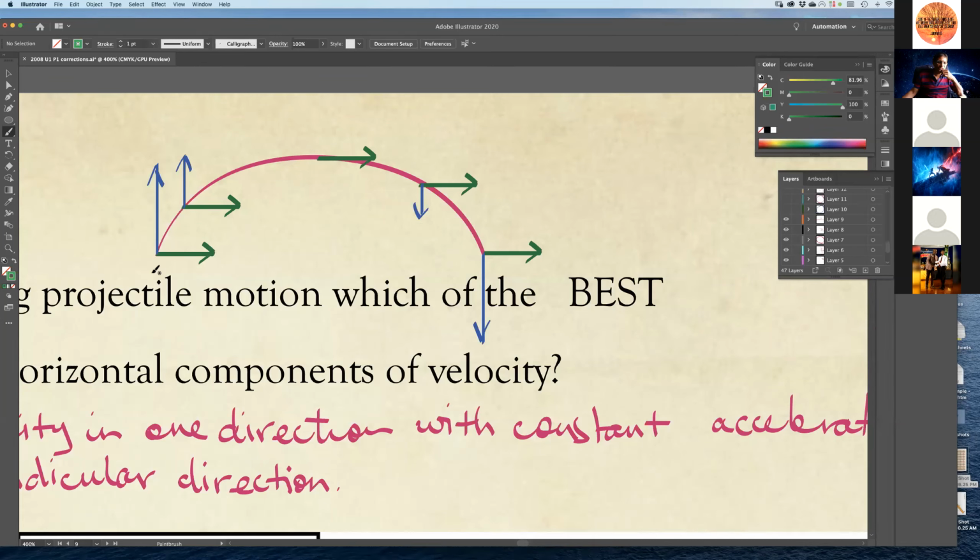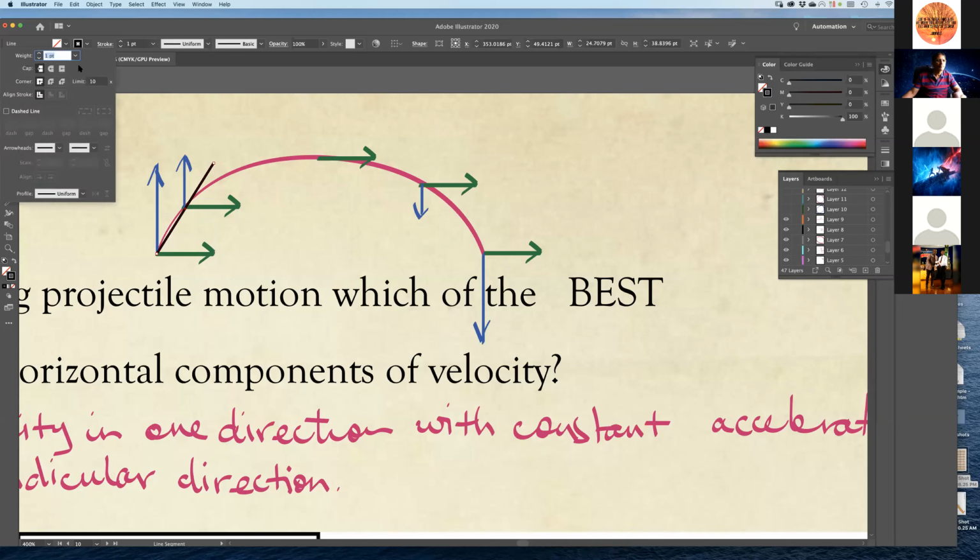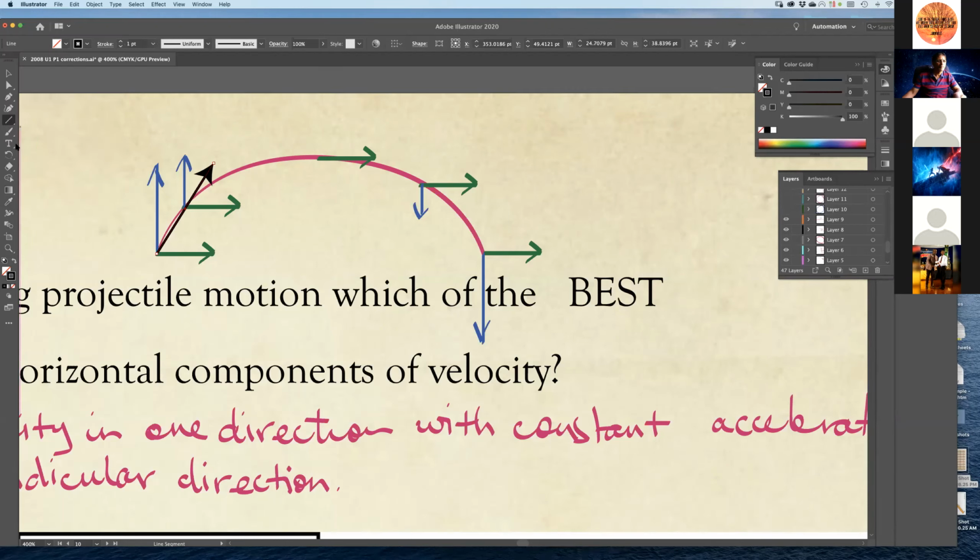Now, when the body is projected, it's projected with some velocity in that direction. That velocity can be broken up. This is the actual velocity of projection, projected at some angle theta. That velocity has a horizontal component, which will be V cos theta, and a vertical component that is equal to V sine theta. Horizontal and vertical.